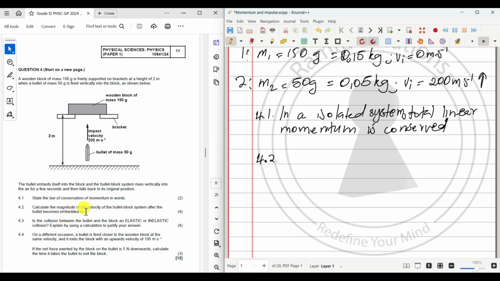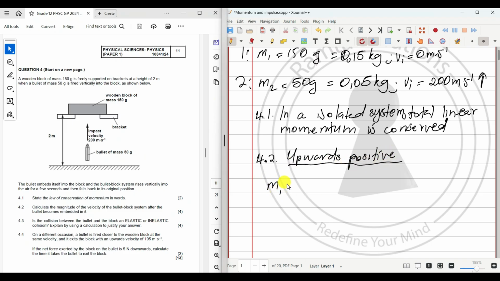Calculate the magnitude of the velocity of the bullet-block system after the bullet becomes embedded in it. So this will be mass 1, velocity 1 initial plus mass. But before we do that, let's say this. We're going to say upwards is positive. Remember, momentum is a vector, so momentum calculations are vector calculations.